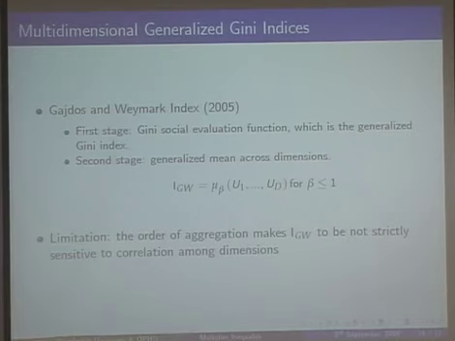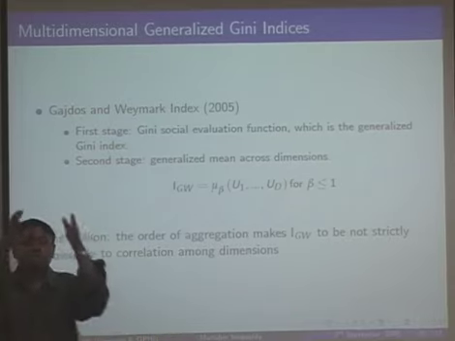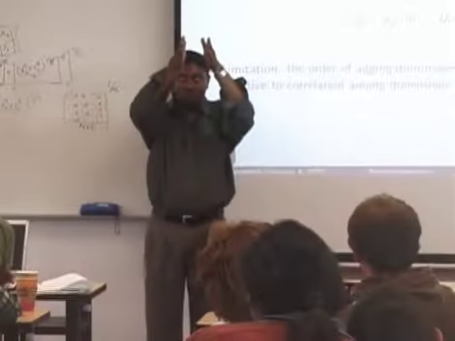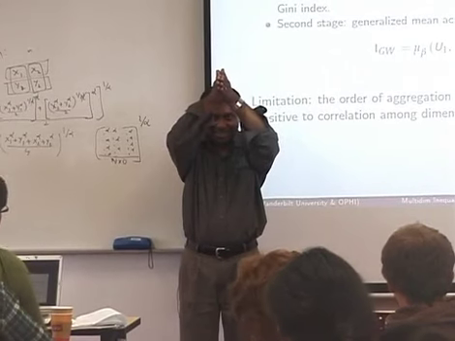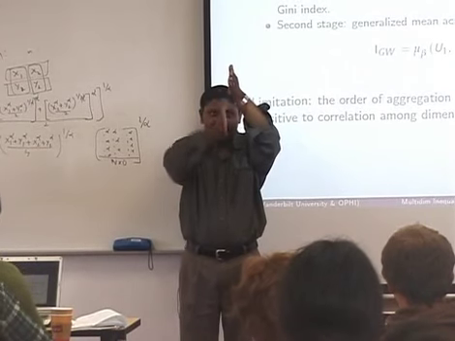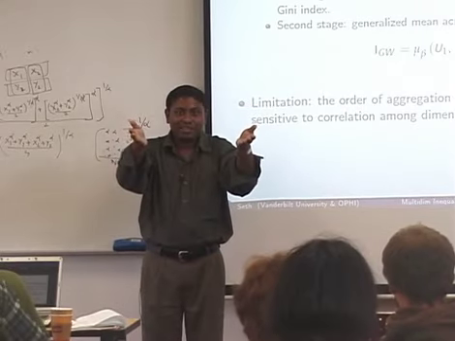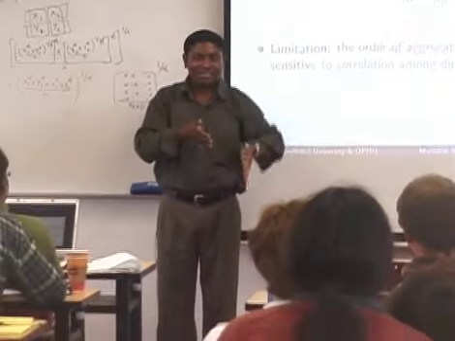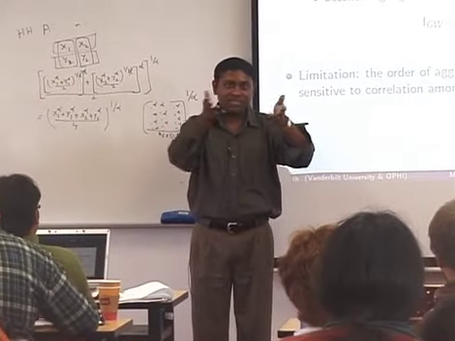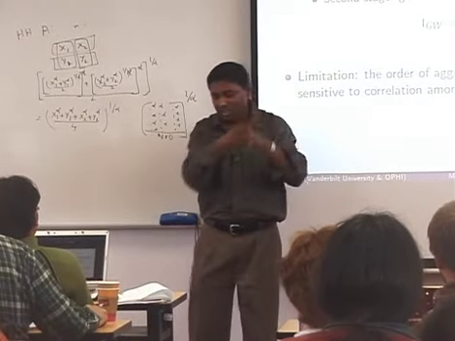Yes, exactly. So first for each dimension, you calculate the generalized Gini, exactly. And then in the next stage, it's the same as Hicks, right? Hicks also did mean times 1 minus g for every dimension, so it can be shown that they're actually related.